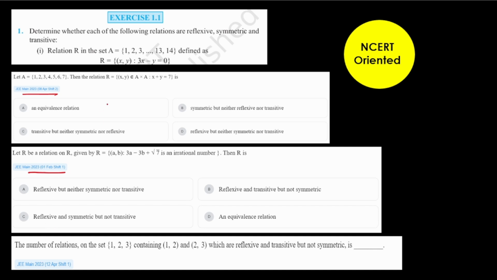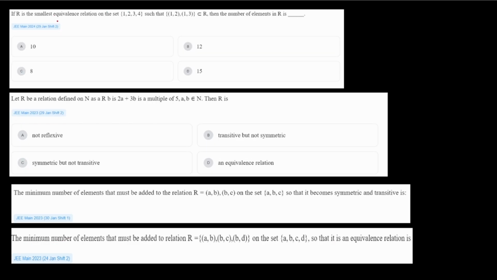This was a question which is somewhat similar to the NCERT textbook, right? And you have another question over here where they're asking the number of relations which are reflexive and transitive but not symmetric. They have given a condition for the set, and this question was asked on 2023, 12th April. Here you can see they're asking us to find the smallest equivalence relation. Relations and functions is a chapter where you need to know reflexive, symmetric, transitive, or equivalence relations concepts, and the majority of questions are related to this concept.